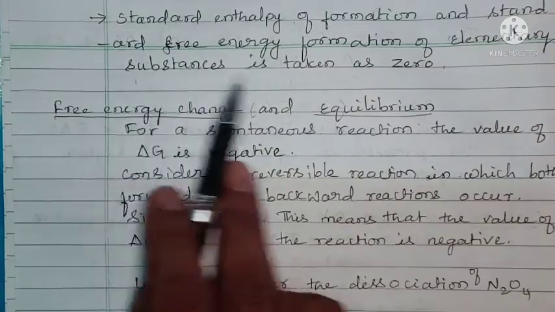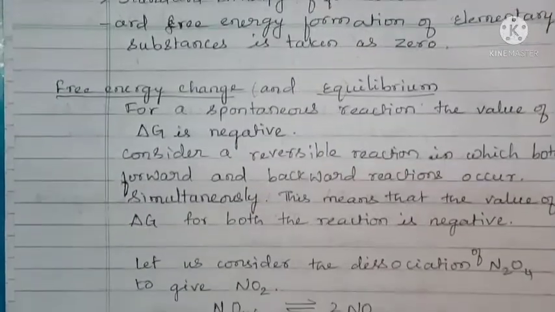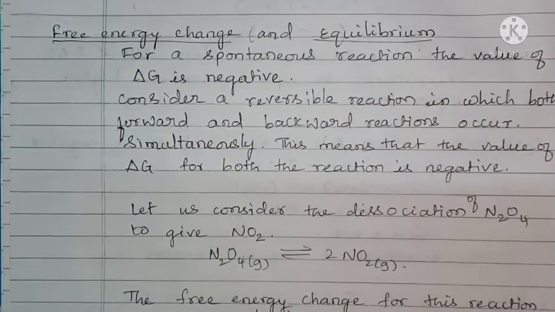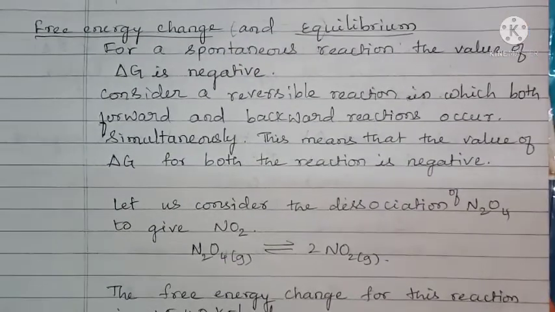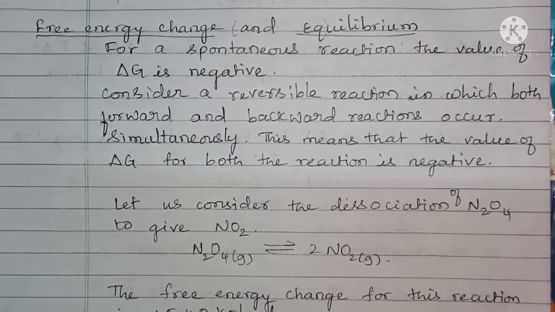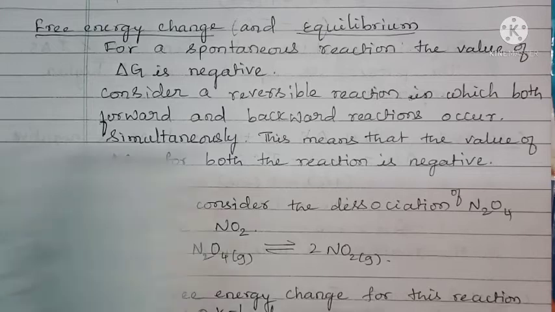Second, the next one, free energy change and equilibrium. What is the relationship between free energy change and equilibrium? Let us know. I think you know. What do you mean by equilibrium? Equilibrium is a state in a reversible reaction where the forward reaction and backward reaction have the same rate.